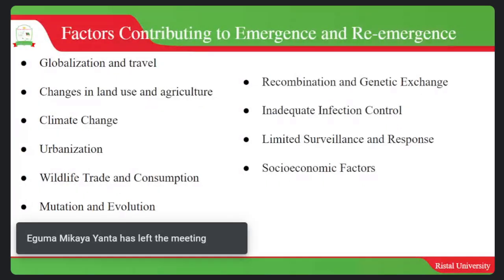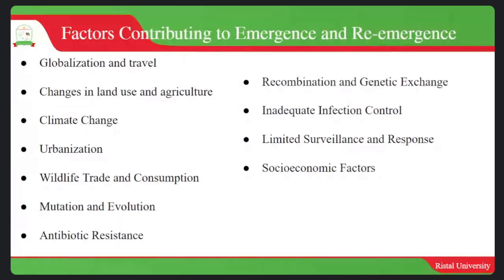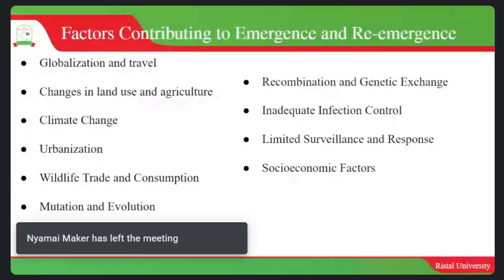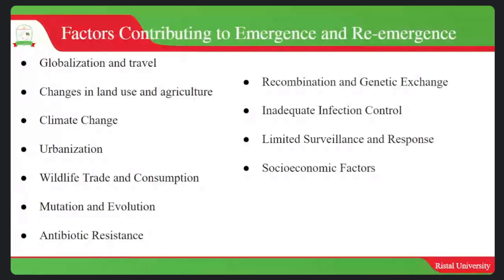Socioeconomic factors like the wealth index, poverty in particular, where the poor do not have access to good health facilities, so they're not able to treat the diseases, and so the diseases can keep in the population or grow, emerge, and re-emerge. So you can think of as many factors as possible that contribute to the emergence and re-emergence of these infectious diseases.